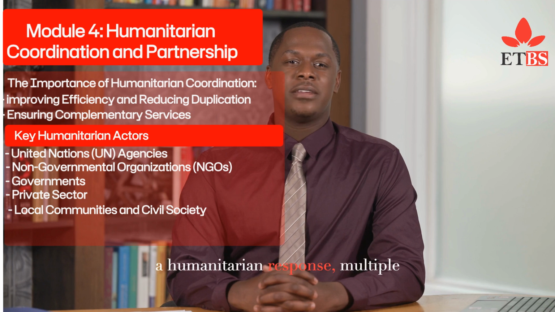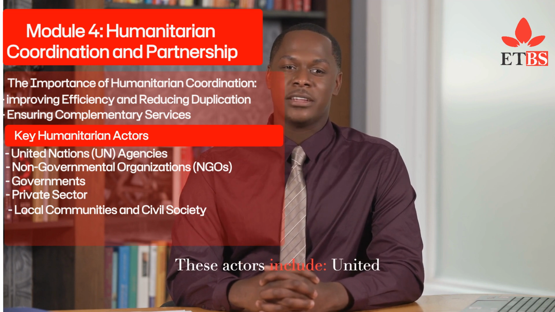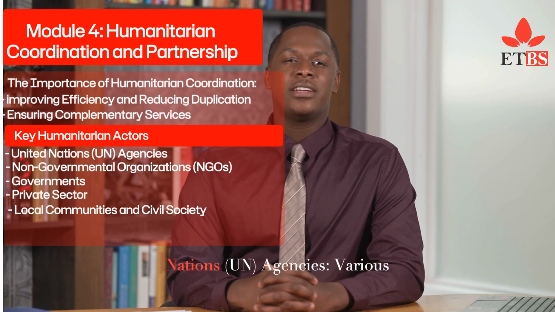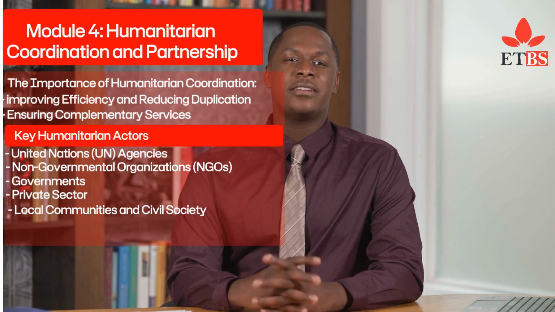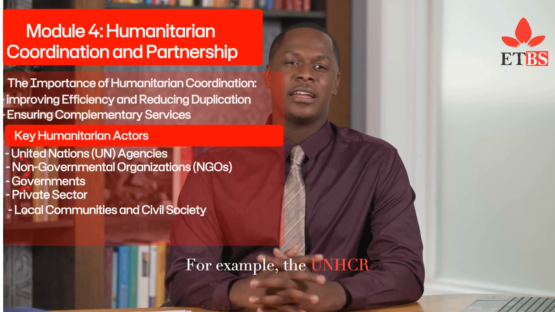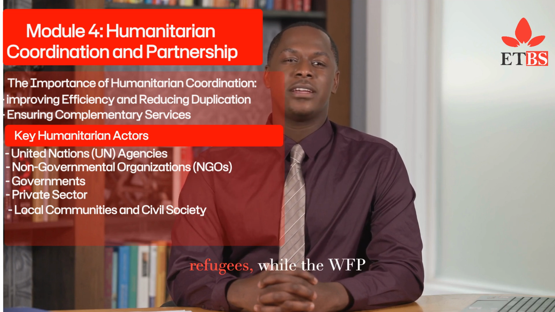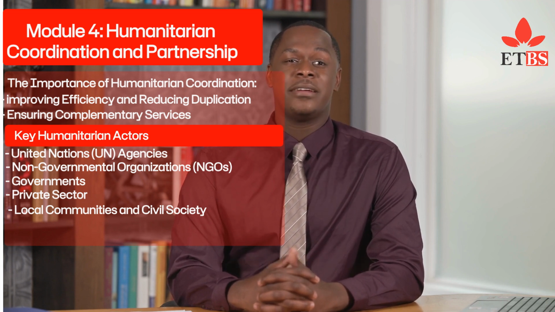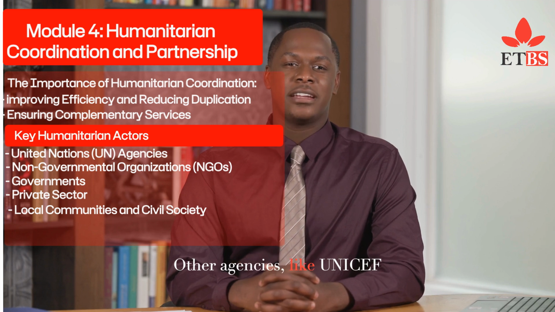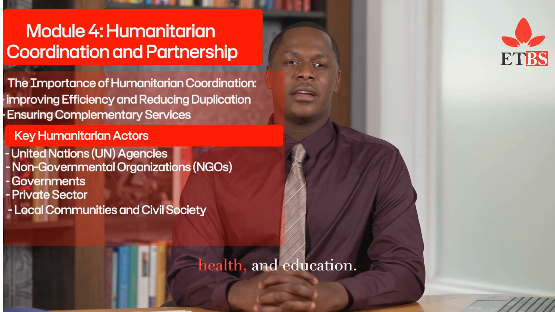In a humanitarian response, multiple actors collaborate to provide aid. These actors include United Nations, UN agencies. Various UN agencies play a key role in providing humanitarian assistance. For example, the UNHCR, United Nations High Commissioner for Refugees, focuses on refugees, while the WFP, or World Food Programme, is responsible for food aid. Other agencies, like UNICEF, United Nations Children's Fund, focus on child protection, health, and education.